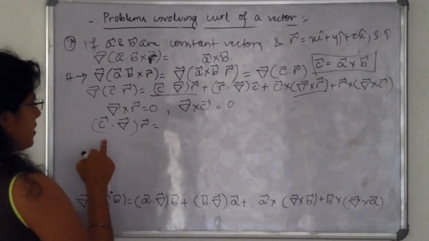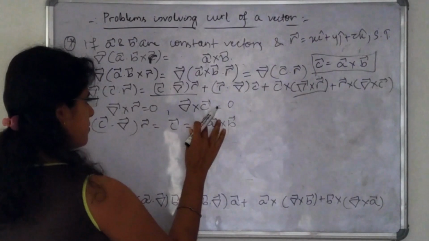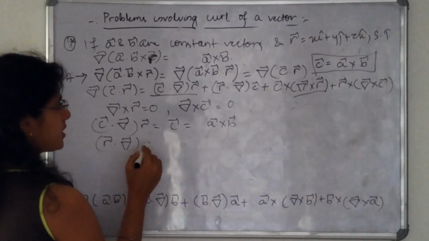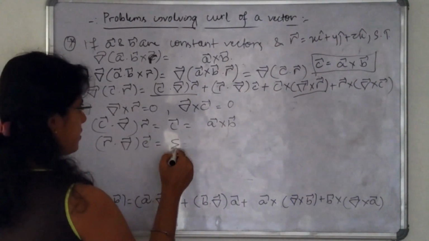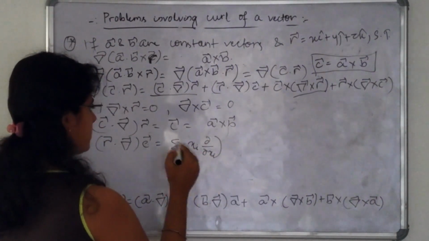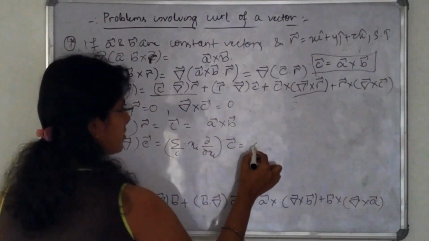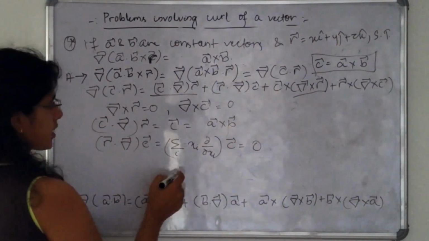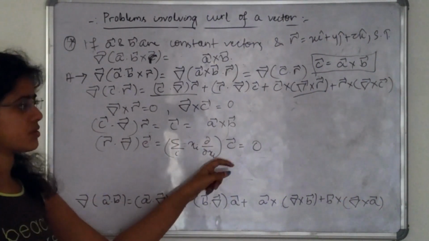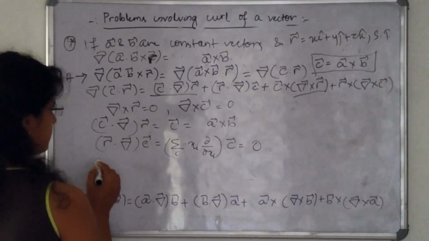Okay? So it is also equal to C vector, which is equal to A cross B. And then the next term is R vector dot del vector C vector. If we expand this, then it can also be written like this, which is also equal to 0. Okay, because if we take the partial derivative of this constant vector, then also it is equal to 0.